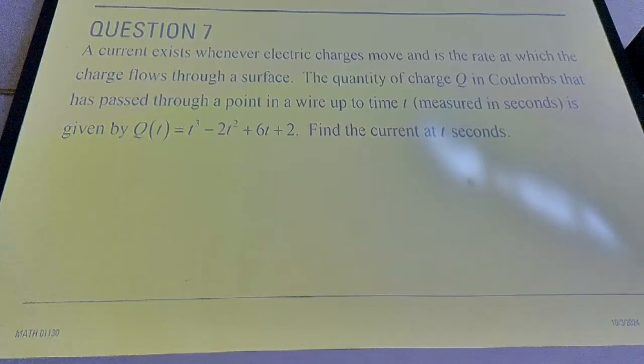Current is capital I. I don't know why, I just know that it is. And yes, that would be dQ/dt. So what would the equation be for current? 3t squared minus 4t plus 6.